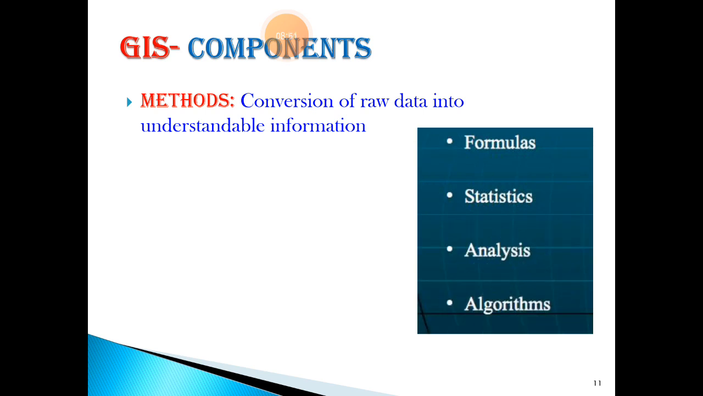The next component of GIS is methods or procedure. It is the stage in which the raw data or real data is converted into understandable information that could be processed. So it includes various formulae, statistics, analysis, and algorithms that could be used to change the data into the information stage. It includes various models and operating practices which are very unique to each type of organization.